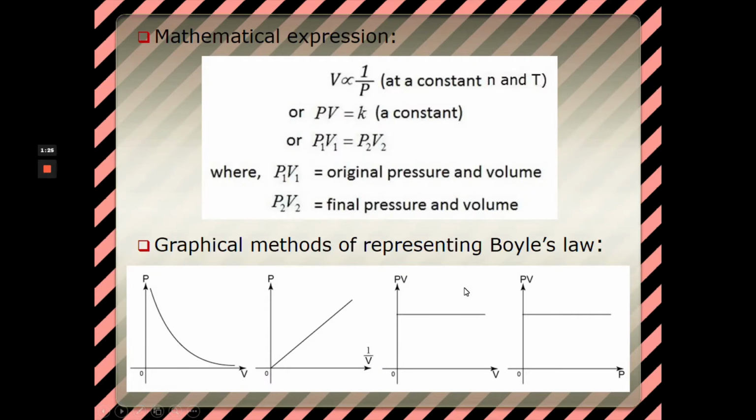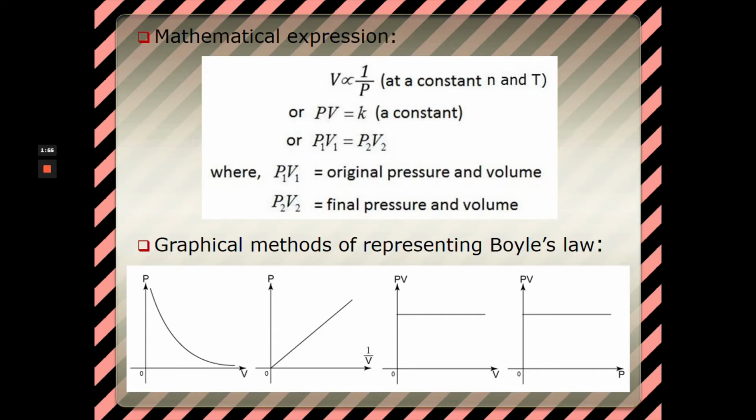So we can write it mathematically as PV equals K, where K is the constant, P is the pressure, and V is the volume. When we have to compare two situations, before and after, we can write it as P1V1 equals P2V2, where P1V1 is the condition before and P2V2 is the condition after.